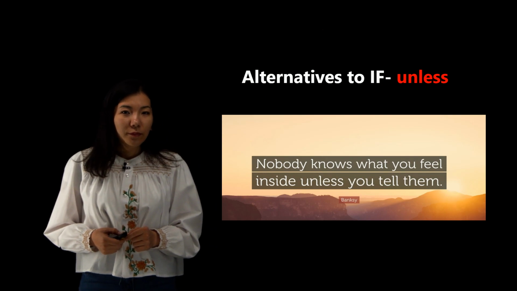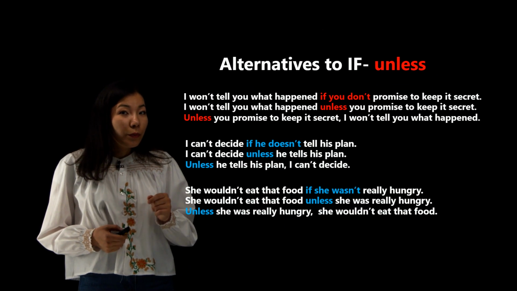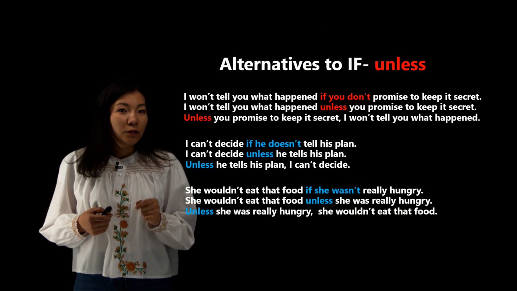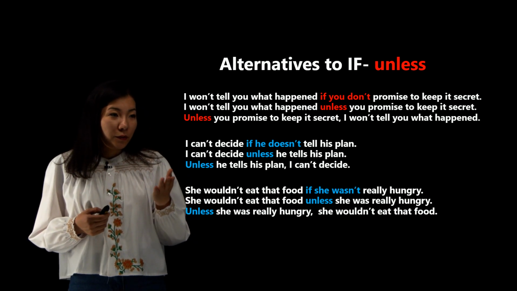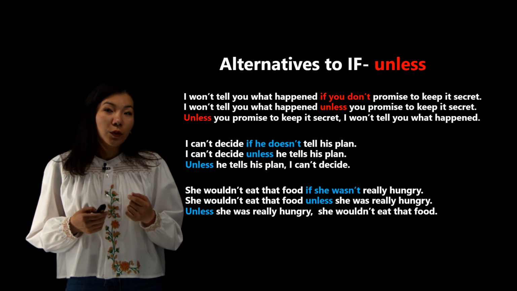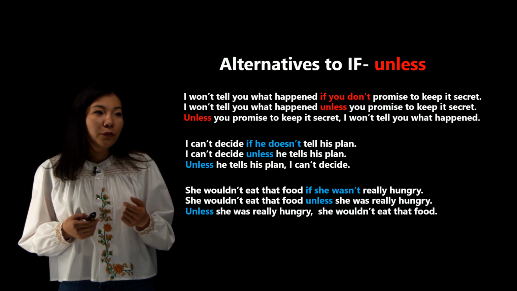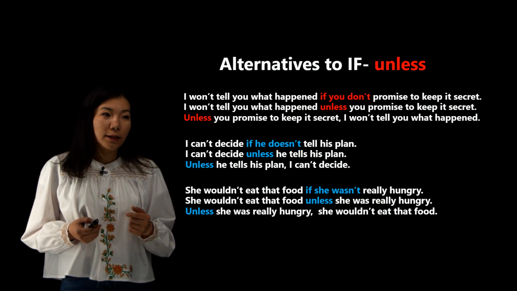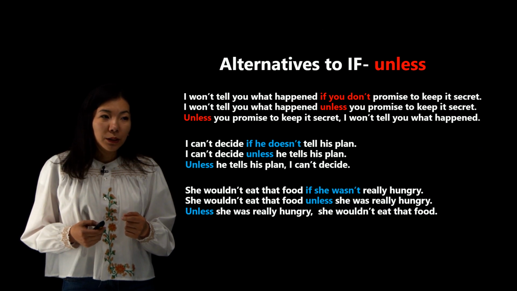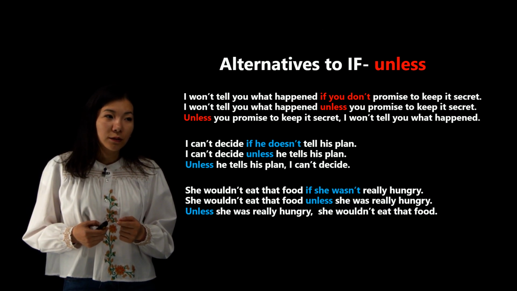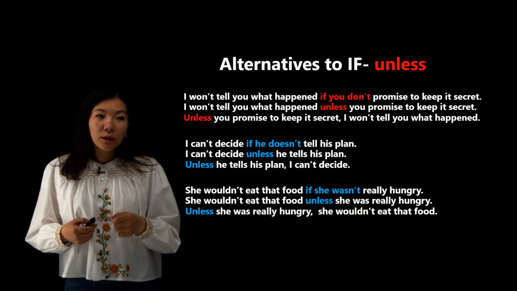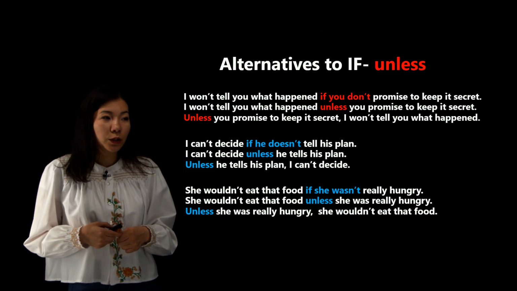So, now we will read several sentences and you will see how we can change if to unless. So generally, if not is equal to unless. So let's read them. I won't tell you what happened if you don't promise to keep it secret. So yeah, if you don't, we need to change to unless here. I won't tell you what happened unless you promise to keep it secret.